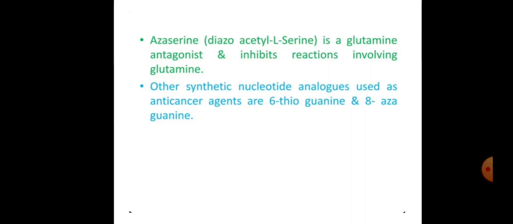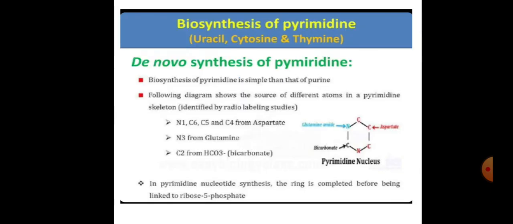In the next slide I am going to explain the biosynthesis, or mechanism of synthesis, of pyrimidine. This also involves two pathways, the de novo and the salvage pathway. So first let us discuss the de novo synthesis of pyrimidine. Biosynthesis of pyrimidine is simpler than that of the purine.